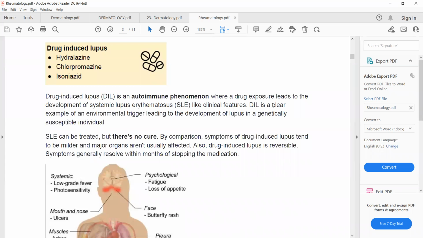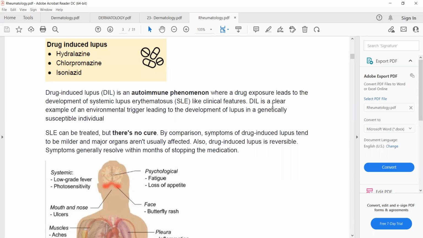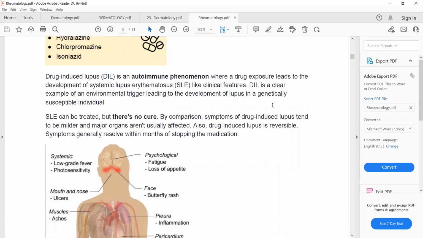So drug-induced lupus is lupus that is caused by drugs. If someone develops features of SLE after taking a drug such as hydralazine, chlorpromazine, and isoniazid, then it will be drug-induced lupus. Stopping the medication is the only option because it is reversible. The symptoms usually resolve within months after stopping the medication.